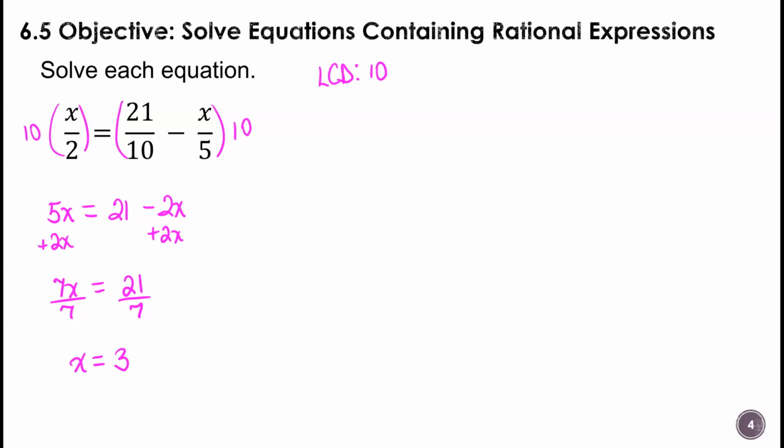Now you can go back and check your solutions on any of these. Sometimes it gets pretty messy when you're trying to do that, but it is possible to check them. And you're basically just checking to see, are my two sides equal? So let's check this one real quick, just so I can show you that. So I would say 3 over 2 equals 21 over 10 minus 3 over 5. So basically I'm checking to see, is 21 over 10 minus 3/5 equal to 3/2? That's what I want to know.